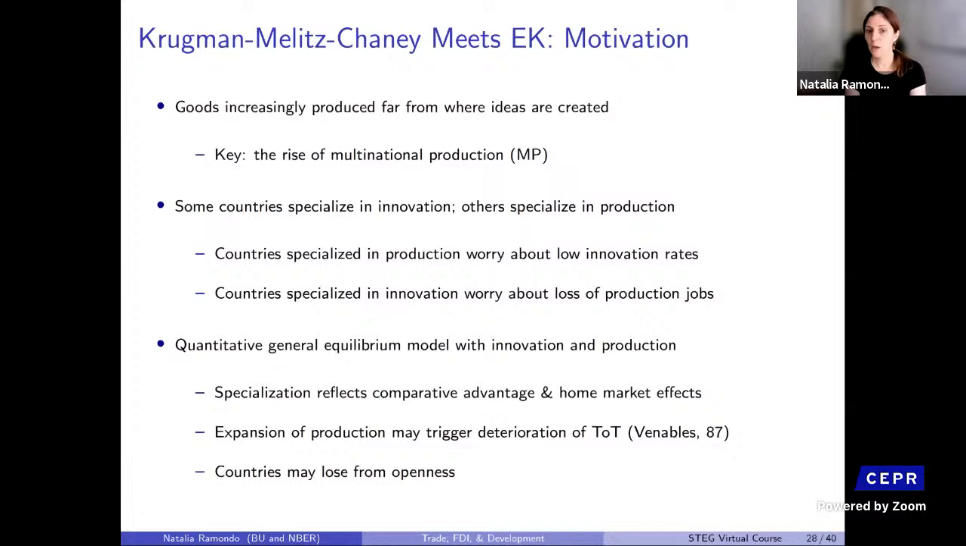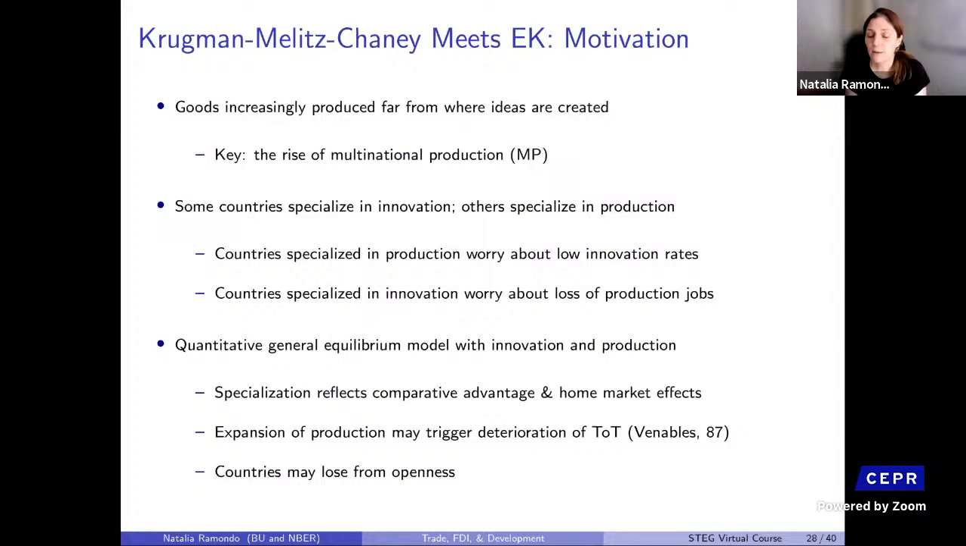So comparative advantage: innovation will be pulled to places that are relatively more productive in doing innovation than production. And home market effects will tell us that innovation will be pulled to places where firms are good at producing anywhere, okay? So multinationals. And then production is going to be pulled to places that are good at, they have absorption potential in the sense that they are centrally located, etc. So those are, of course, specific parameters in the model.